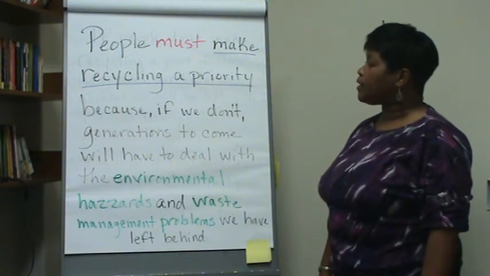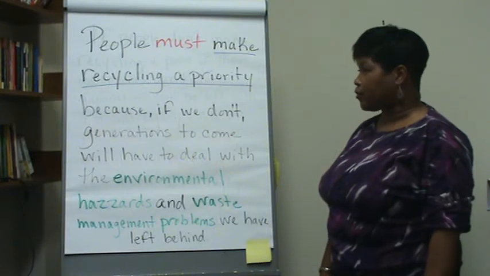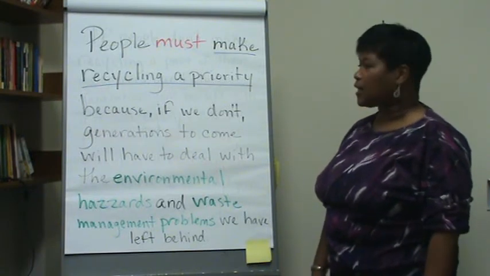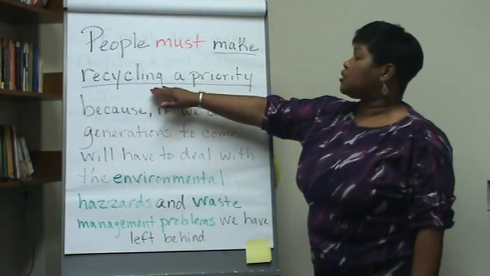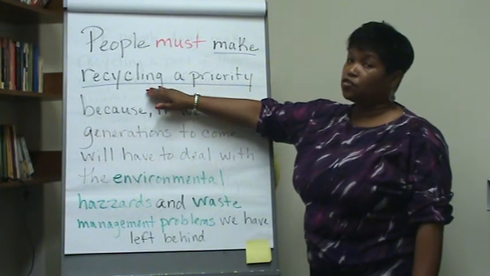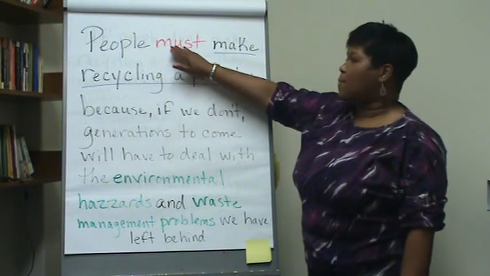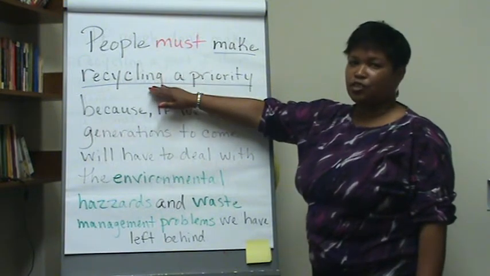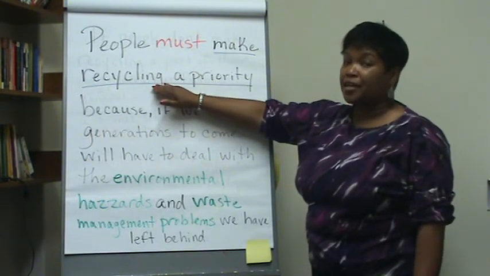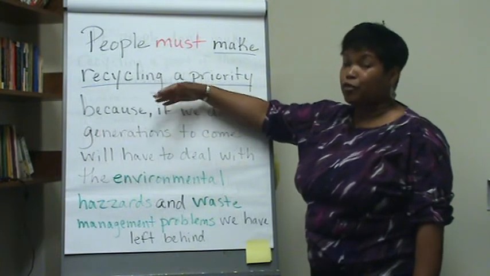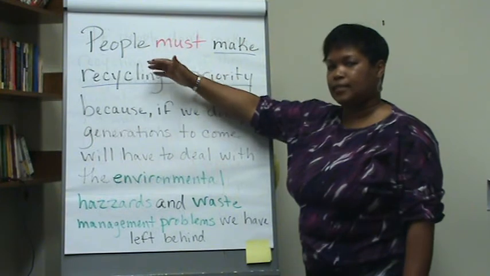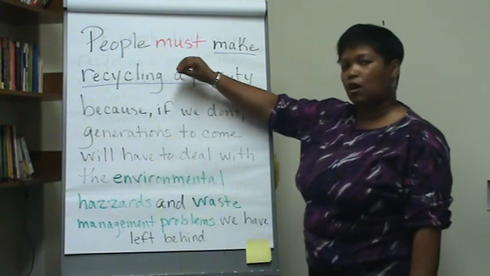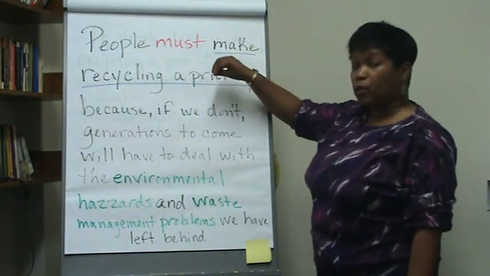So, people must make recycling a priority. Well, we know that we're discussing recycling, so we have our topic, okay? Then, that notion of the attitude or controlling idea, we must make it a priority. So you're telling us what to do, think, buy, believe, see. Remember, you're controlling your readers' ideas. That's what a controlling idea does.